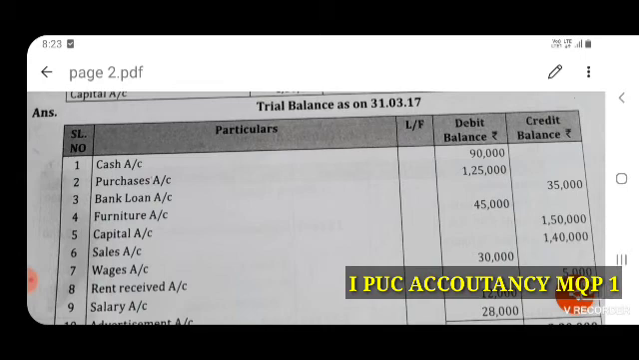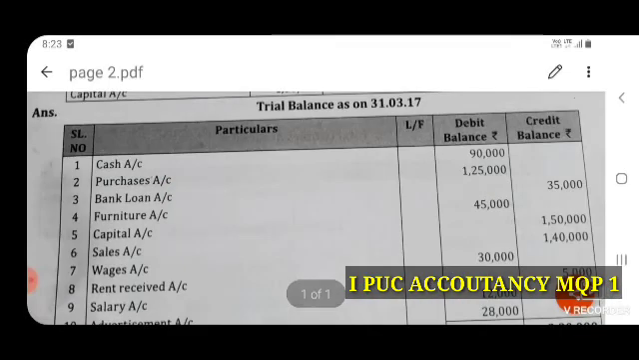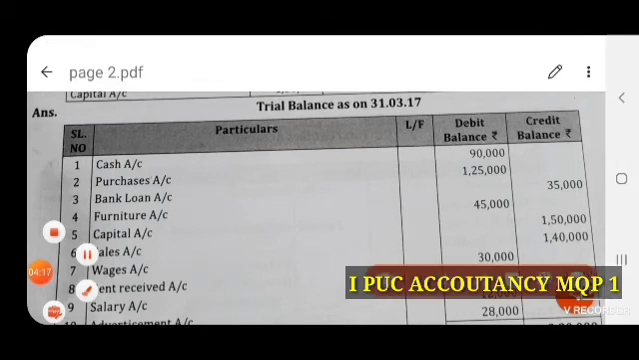Cash, purchases. Cash is an asset, debit side. Purchases is an expense, debit side. Bank loan is a liability, credit side. Furniture is an asset, debit side. Capital is a liability, credit side. Sales is an income, credit side.